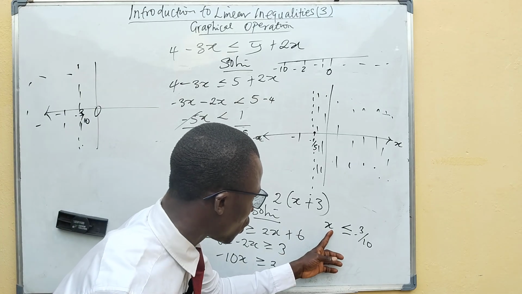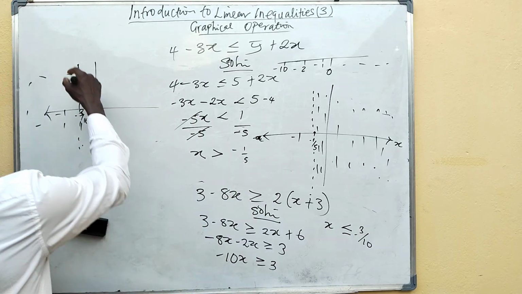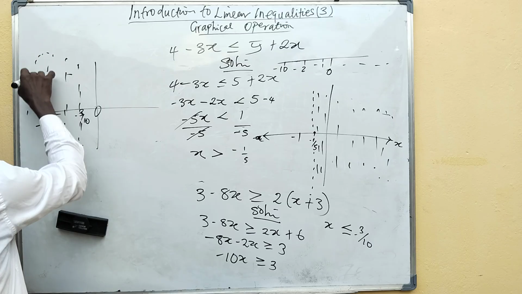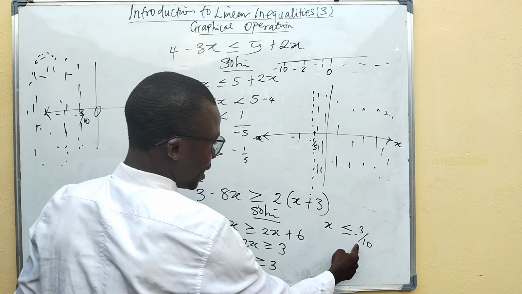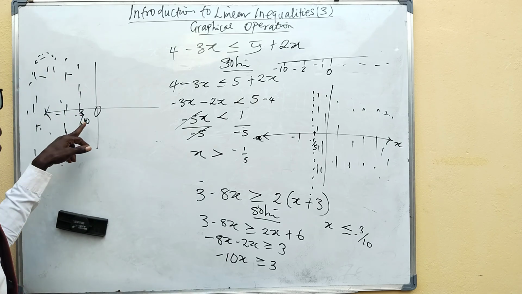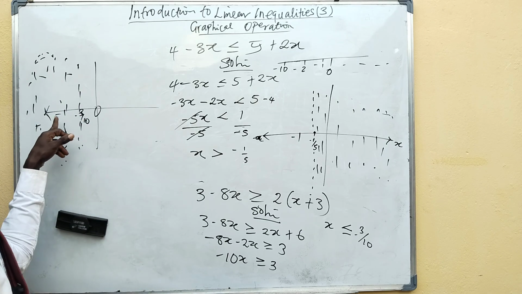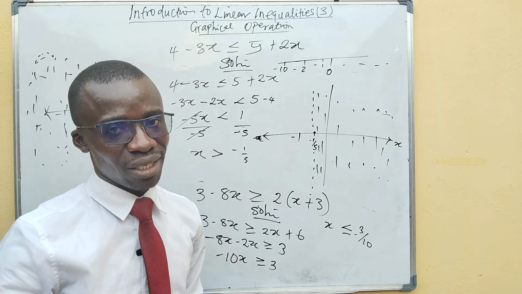What is the answer? x is less than or equal to minus 3 over 10, which means I was correct. Then you shade the left hand side, because it is less than this, meaning this is greater. So it is any other number. Remember, minus 3 over 10 is greater than minus 1 because minus 3 over 10 is not up to 1.